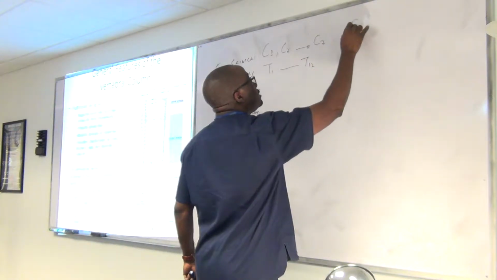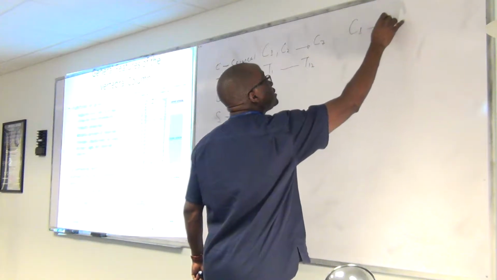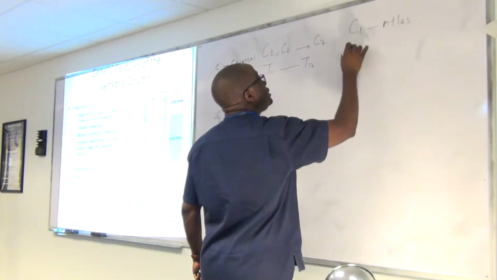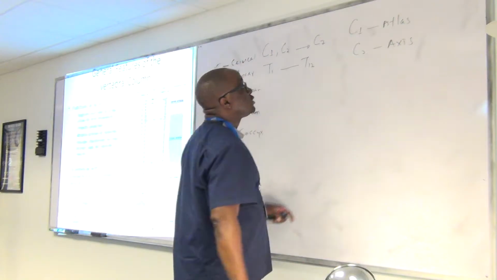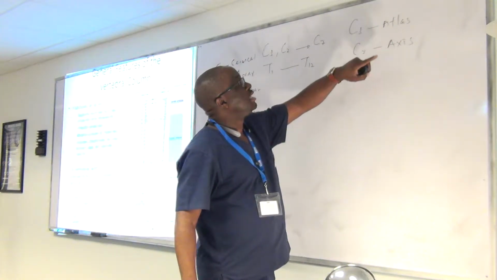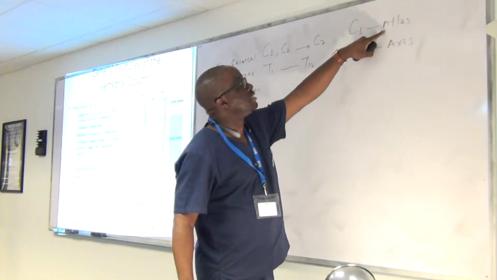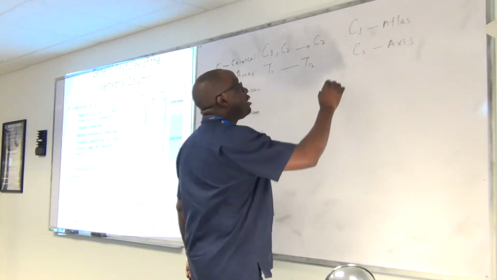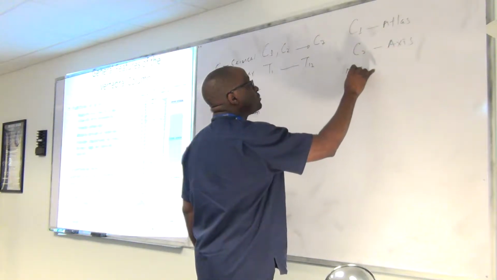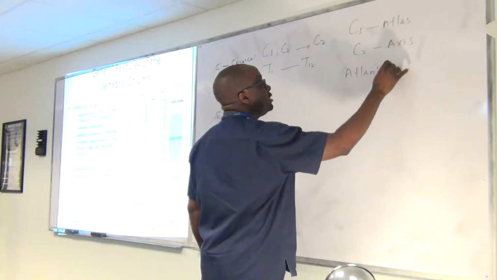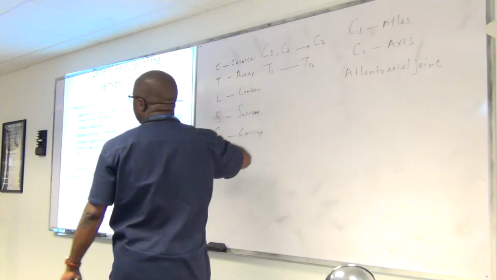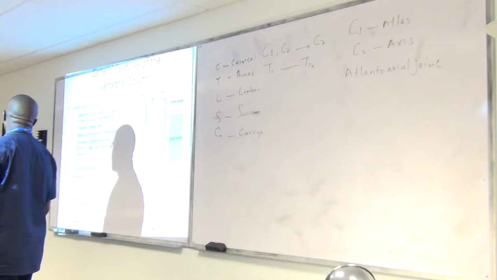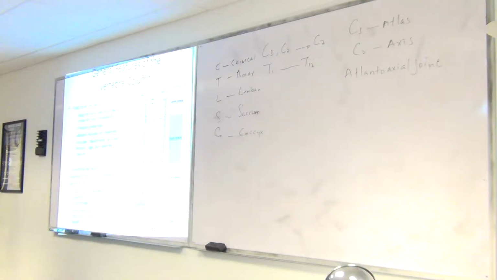C1 is called atlas. C2 is called axis. So there is a joint between the atlas and the axis. We call it atlantoaxial joints. Atlantoaxial joint. So it allows the head to move on the axis.